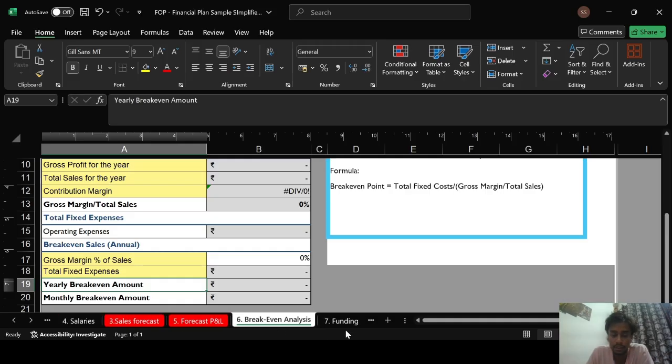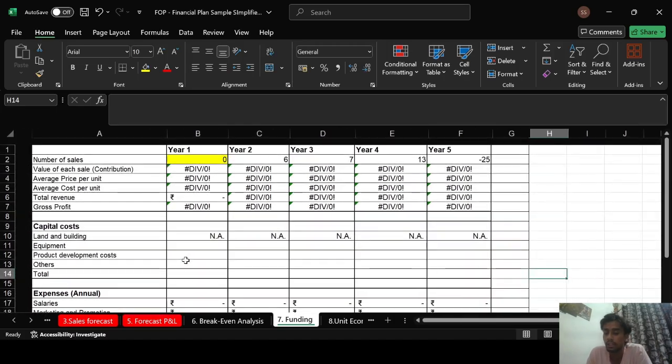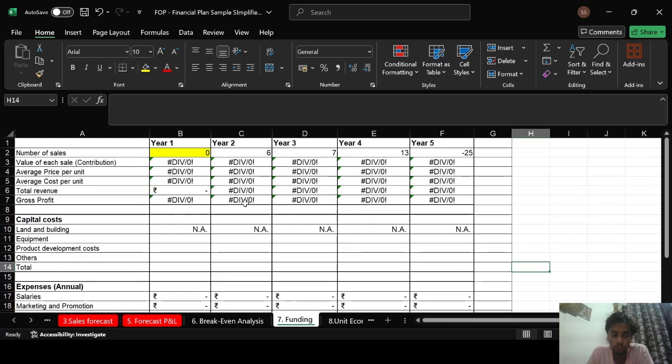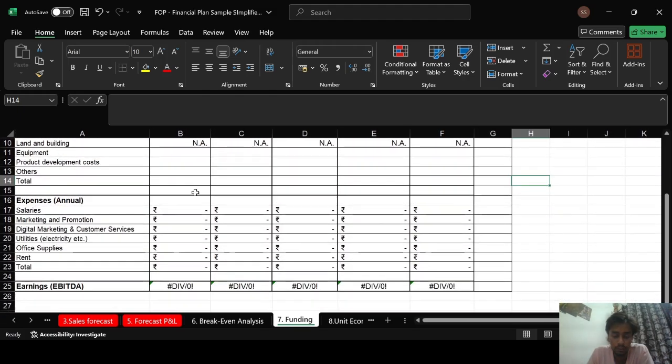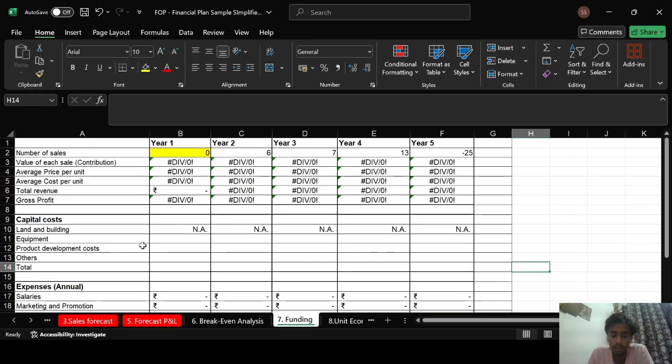Okay, the next slide is about funding: how much funding we need to get. It will show us how much funding we will need in year one, year two, year three, year four, and with all the costs that we are incurring. It will take mostly the data from the previous sheets that we used. Some of the data will need to be updated here, but most of it will be calculated from the previous sheets, and it will show us how much funding we should take in order to make our venture grow. Or we should say, make our venture sustain. It will show this for all 5 years.